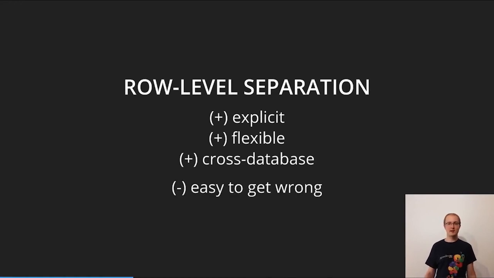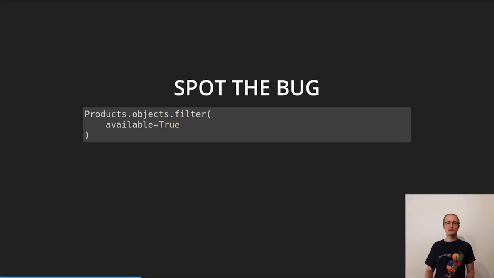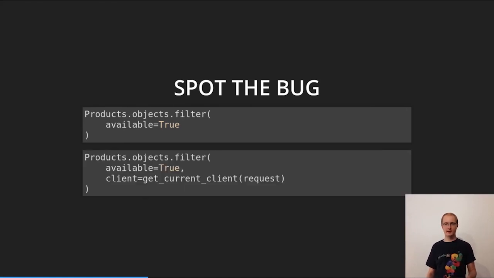However, there's a downside as well. It's very easy to get wrong. And to prove that, let's play a short game of Spot the Bug. The first one's pretty easy. Given the models we used before, we're looking through our code base and we're seeing a query like this. It selects products that are currently available. With a trained eye, you quickly see there's something missing. We're missing the filter for the current client. So we should add it in or we will have a data leak.